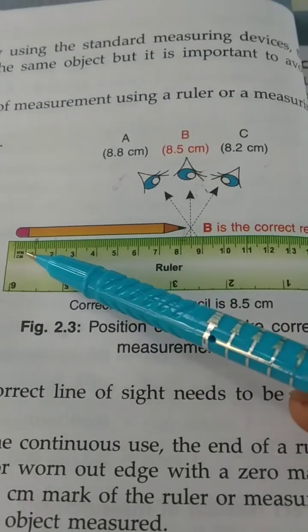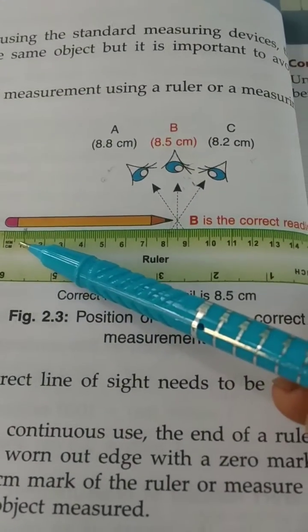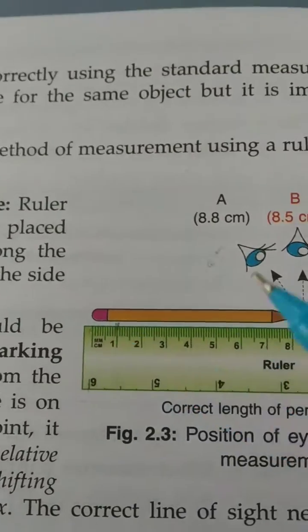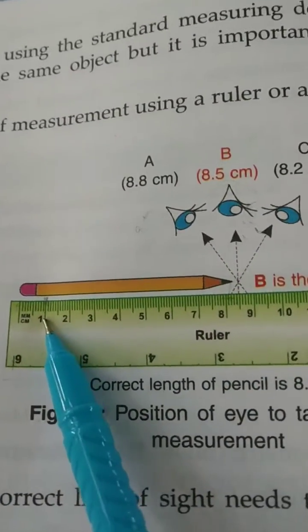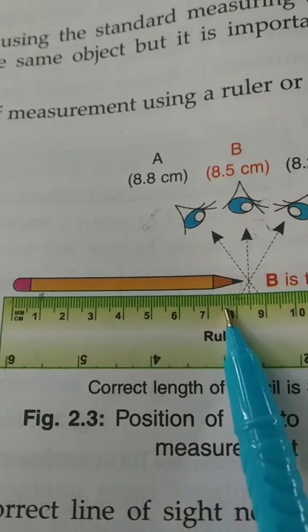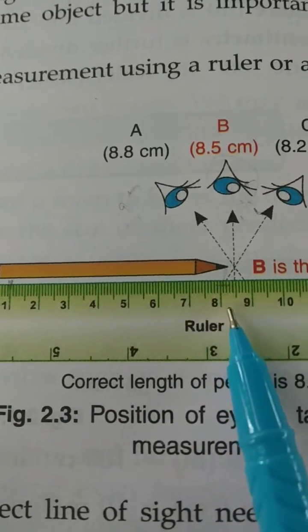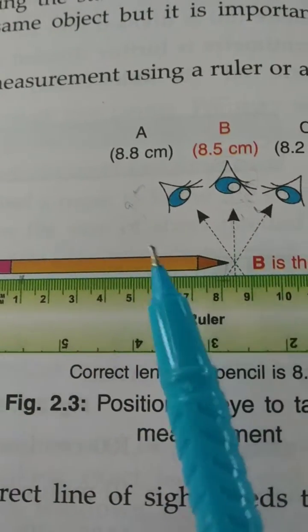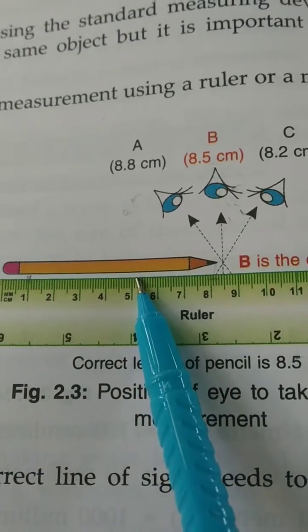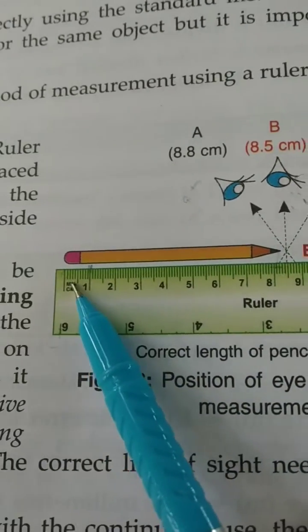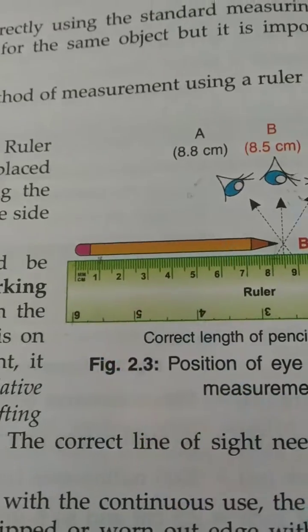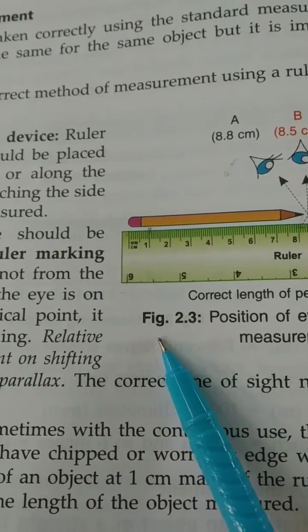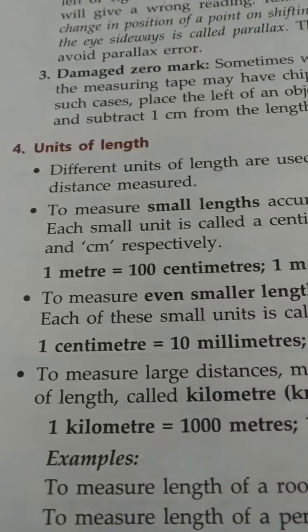Secondly, suppose the 0 mark is damaged on the scale, then what will you do? If you want to use that scale, you have to place the object at 1 and then note down the reading. Suppose the final reading is 9, we will subtract: 9 minus 1 is 8. Then 8 will be the exact length of the given object. In this way, we can use a scale with a damaged 0, and we will not repeat such a mistake when measuring the length of the object.